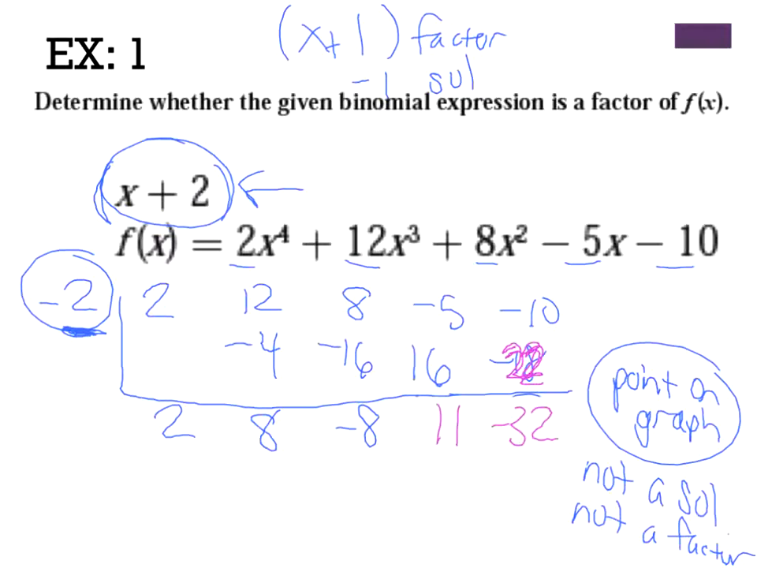Okay. So it's just me, bad math. So if it asks you to determine whether the given binomial expression is a factor, because we had a remainder, it's not a factor. Is everybody okay with connecting those two ideas?